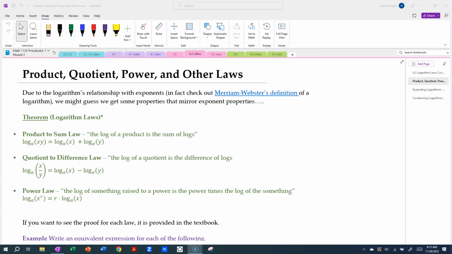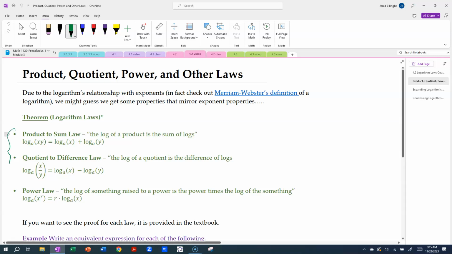I affectionately call these things log laws because it's fun to say. The alliteration, I love it. But the idea is that because logarithms are closely related to exponents and exponents have certain properties, logarithms inherit similar properties. Those three properties are here: product to sum, quotient to difference, and power law. I'm going to briefly outline these, but ultimately you just have to beat them into your head. This is one instance I might recommend flashcards. Usually I don't say that in math, but this might be one instance where you might need them.